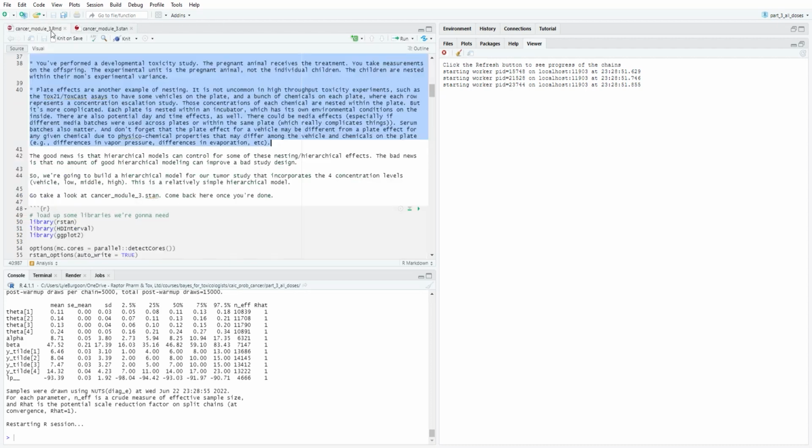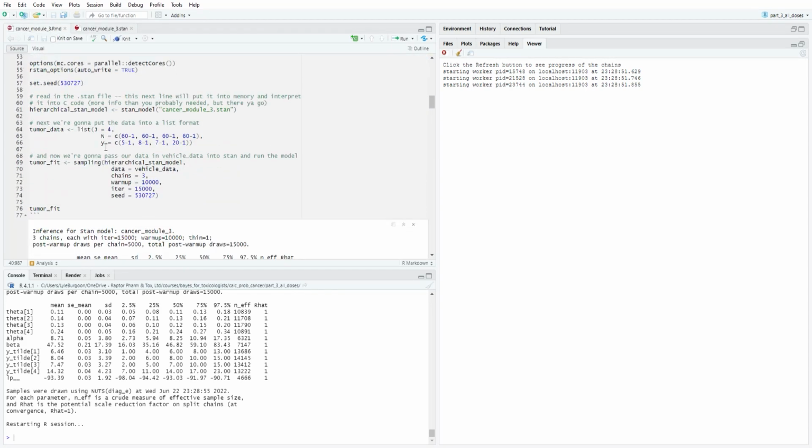And let's go over to this file here. Here's where we're actually building out the data that goes into the data block. And you can see I mentioned before J equals 4. And then we're going to have 60 minus 1, 60 minus 1, 60 minus 1, 60 minus 1. This is vehicle here, low, medium, high. And we're going to keep that ordering as we go through. So it's always going to be vehicle, low, medium, high.